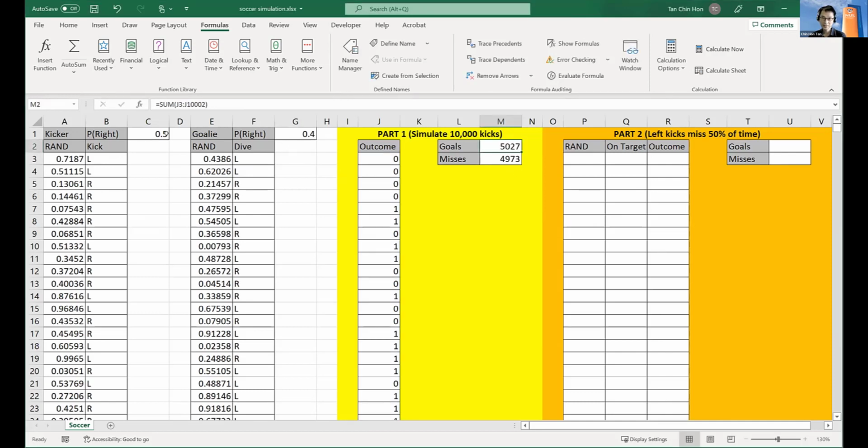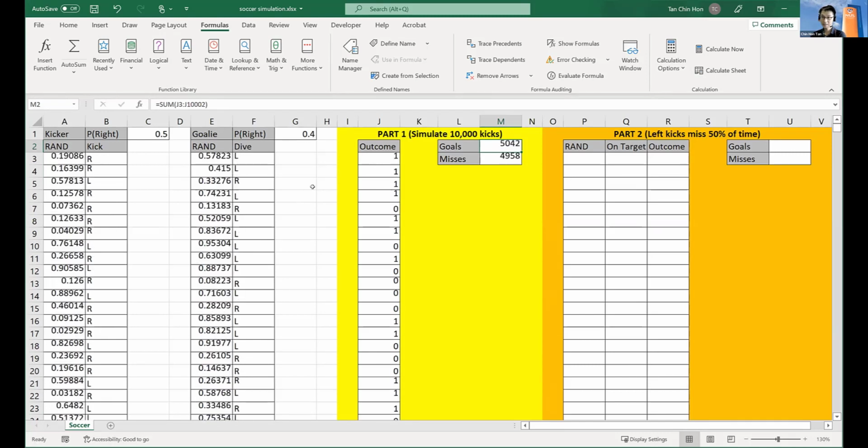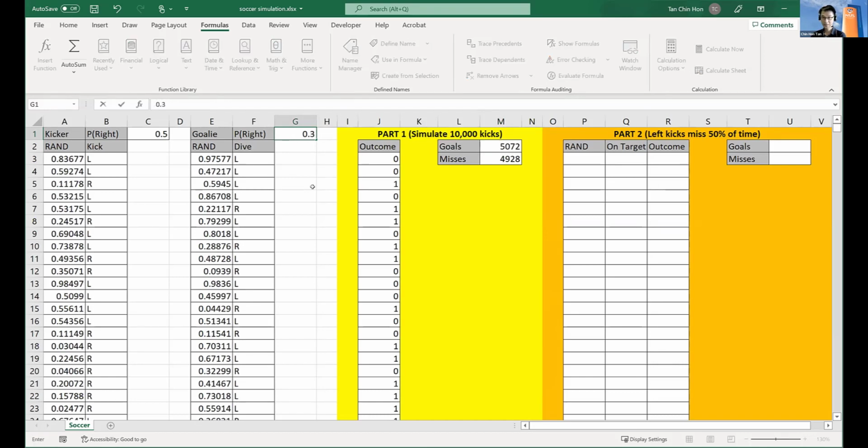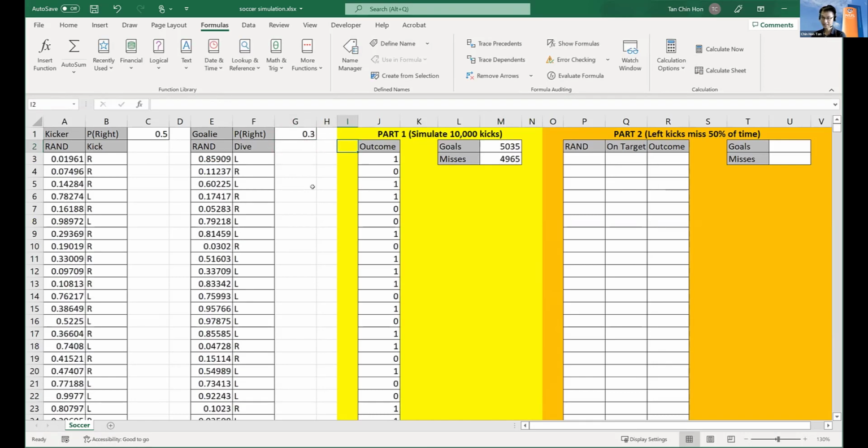And so we can see that if the kicker kicks right 50% of the time and left 50%, and if the goalie was to dive right 40% of the time, perhaps surprisingly to many of us, the probability of scoring a goal is still going to be 50%. In fact, let's try 0.3. If you try 0.3, you realize that it's still a 50-50 chance of scoring a goal.